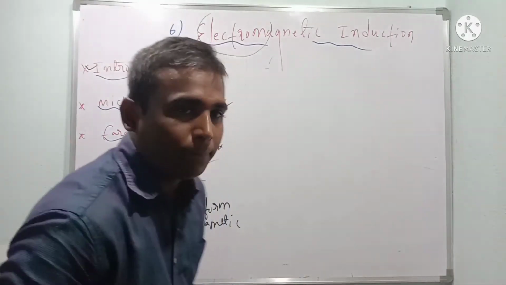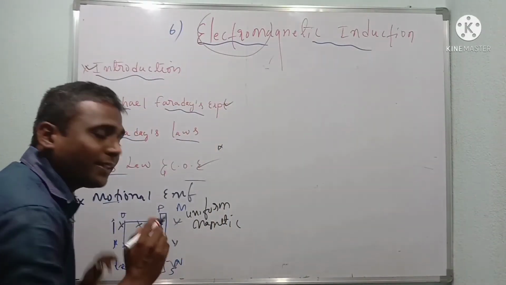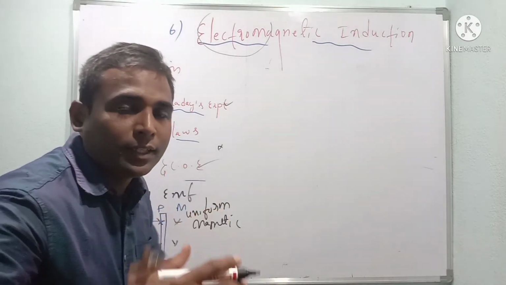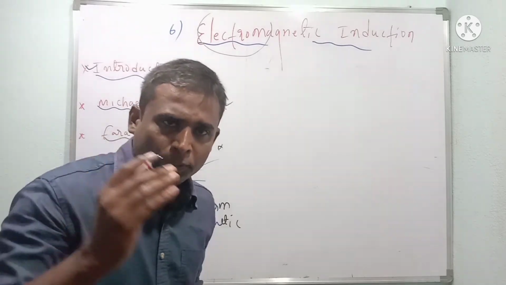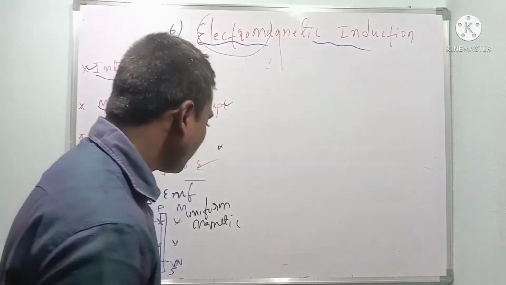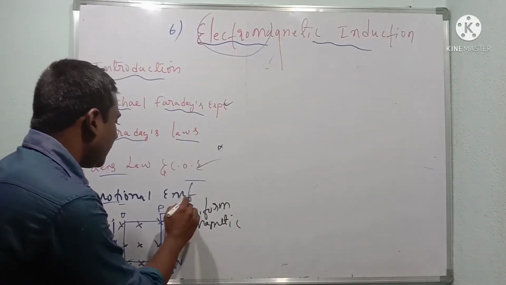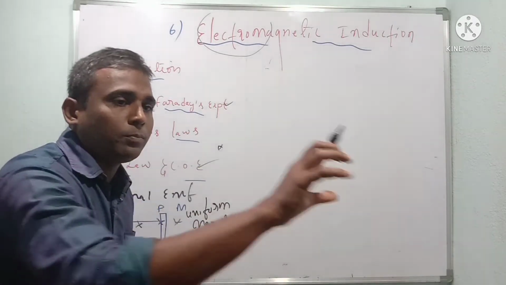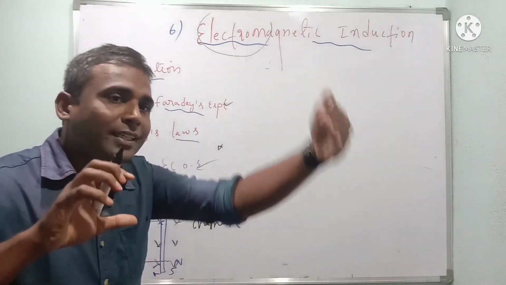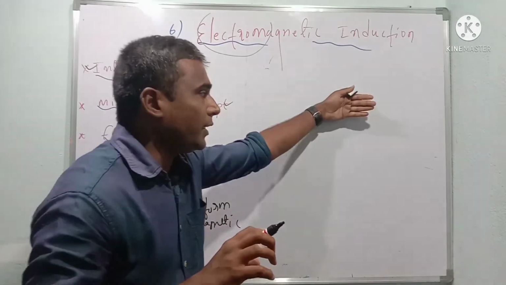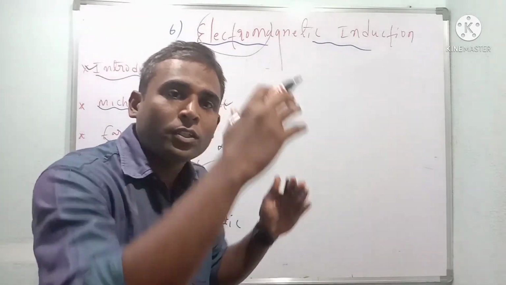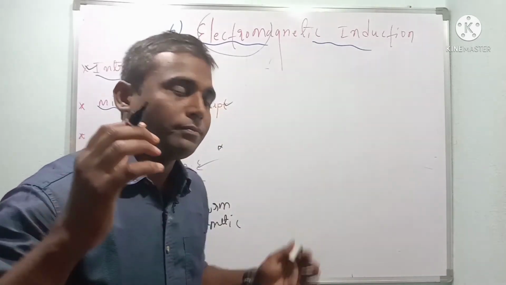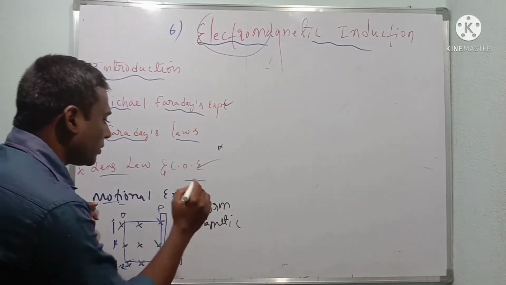Then what is going to happen? In this conductor we are going to find a production of EMF, a production of induced current. That is called motional EMF. It means I am going to move the conductor in the magnetic field. In Michael Faraday's experiment, I moved the magnetic field and the coil was at rest. So this is called motional EMF.